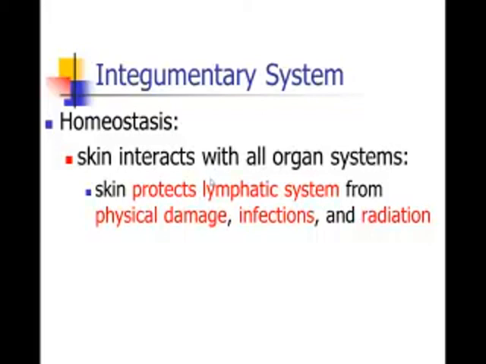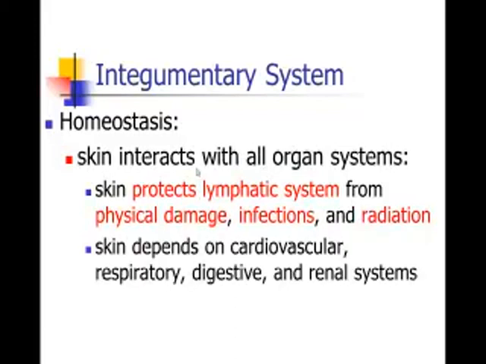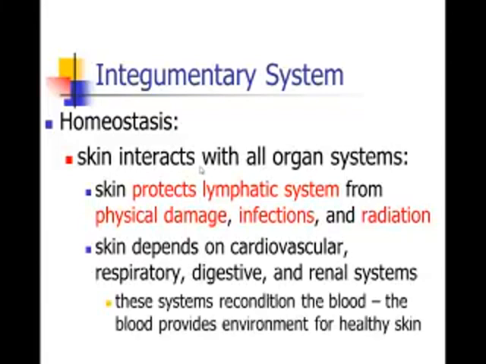So the skin is going to protect the lymphatic system from physical damage and from infections. Remember, it's a barrier, and from UV radiation. The skin is dependent on the cardiovascular system for blood supply, the respiratory and digestive systems for respiratory gases and nutrients, and the renal system to help get rid of waste. So those systems all recondition the blood, and then the blood is providing an environment that allows the cells in the skin to be successful.